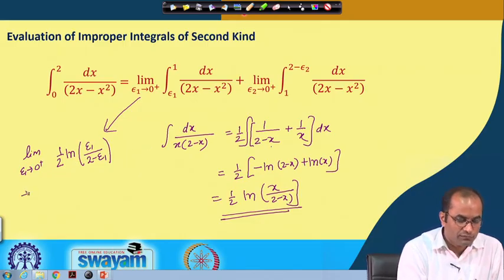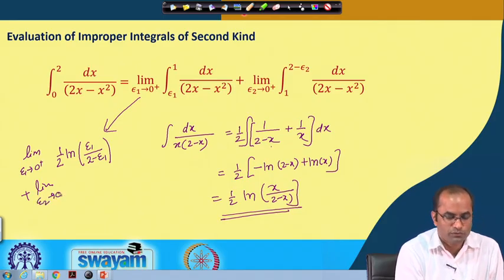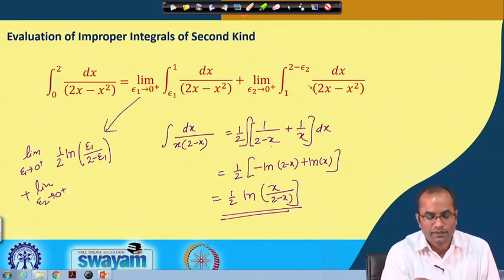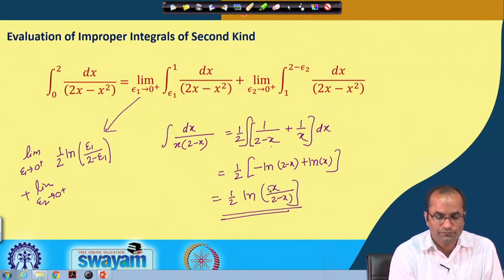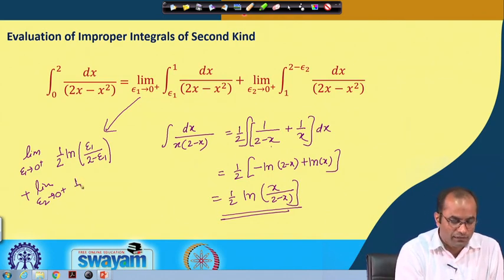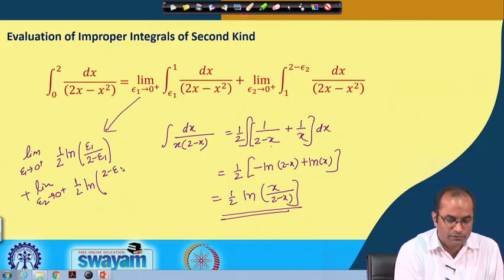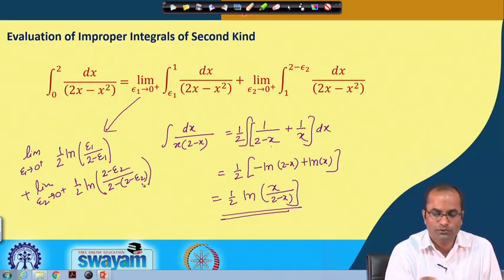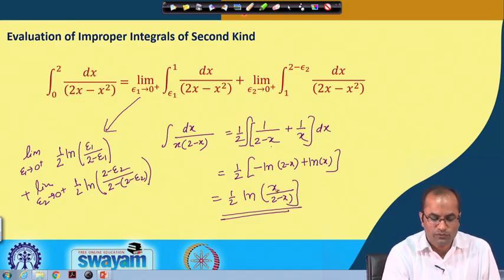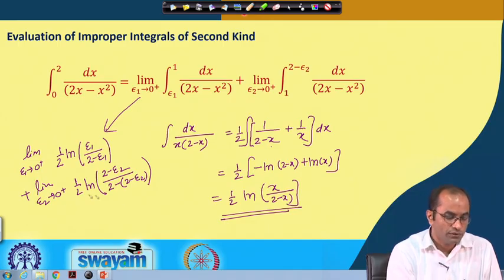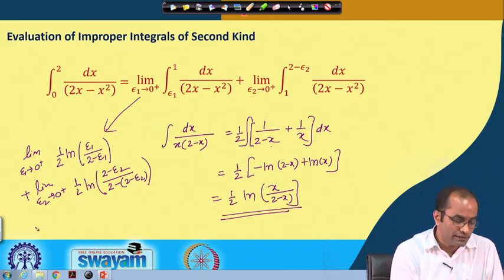The second one we will have this limit epsilon 2 goes to 0 plus for the second integral, and now we will put 2 minus epsilon first. So, here we have half ln, and for x we are writing 2 minus epsilon 2 over 2 minus, for x again, 2 minus epsilon 2, and then we have this 1 there, that will be again 0. So, we have these two values, two integrals now.